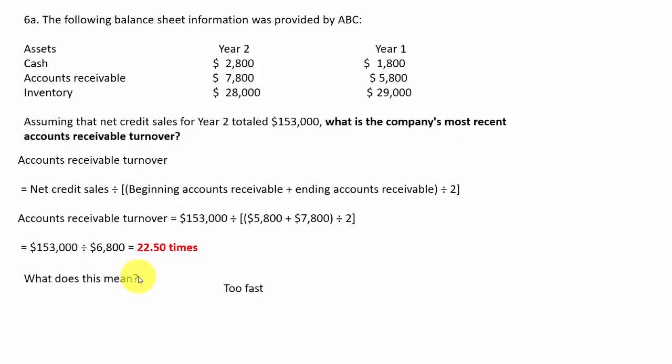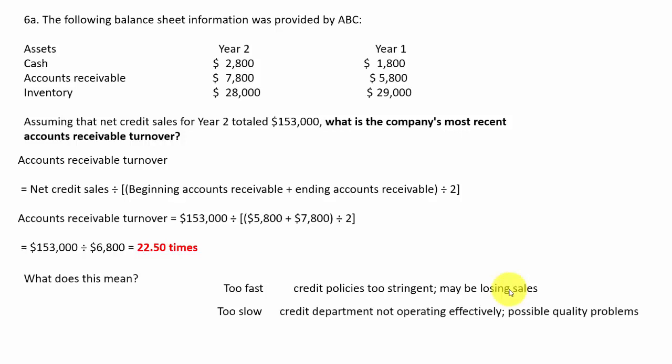It means that if we're collecting things too fast, where our credit policies are usually too tight, we're probably losing sales to somebody. If the ratio is too slow, it means that the credit department isn't operating efficiently and we've probably got quality problems, which means we're probably selling to people we shouldn't sell to. So this ratio, this number of times, should be kind of a sweet spot number. It should be somewhere between being too fast, that is where your credit policies are too tight, like I said, you're not selling to people that you should be selling to, or it's too slow.